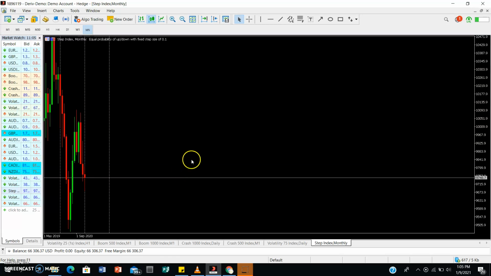So today we are analyzing step index and we're going to see how it's going to perform for this coming week so that you can actually place some trades in line with this analysis.